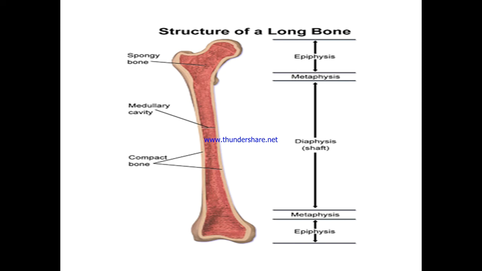Structure of bone. Long bones have two ends called epiphyses and the body of the bone called diaphysis, and the region between epiphysis and diaphysis called metaphysis.